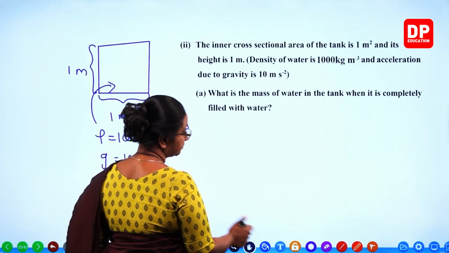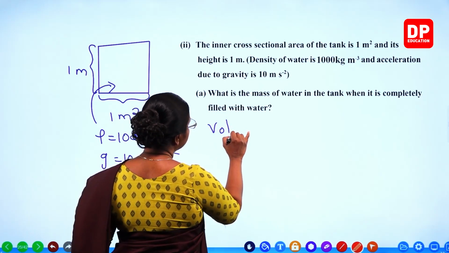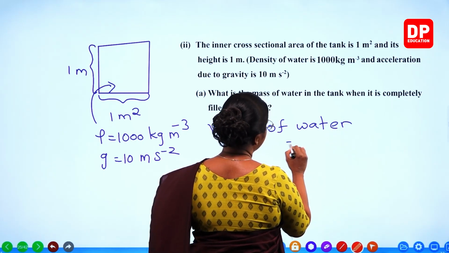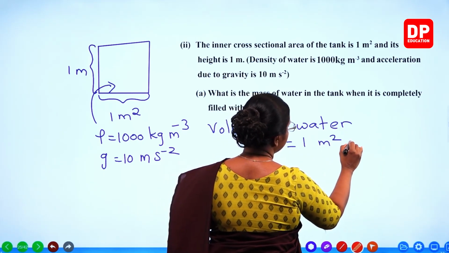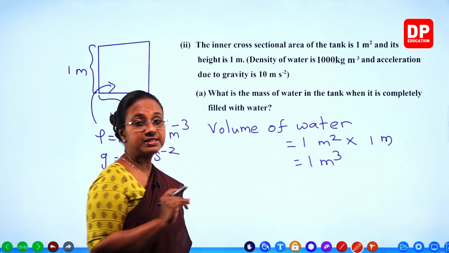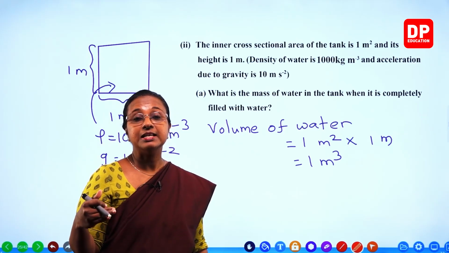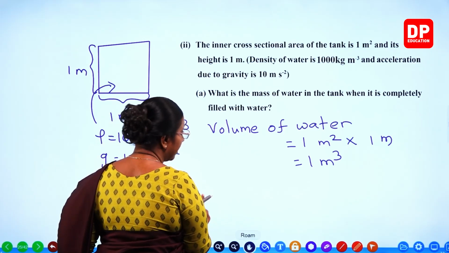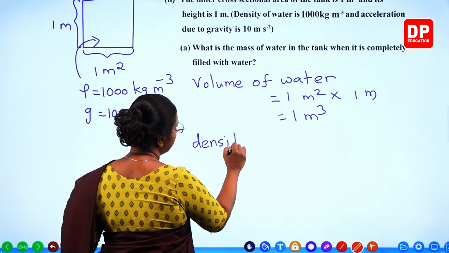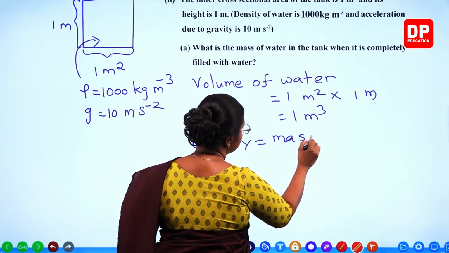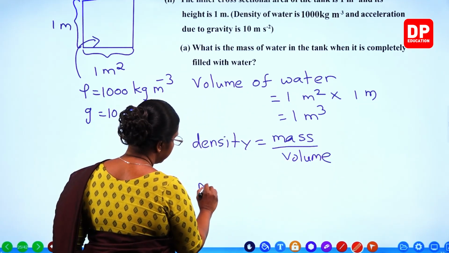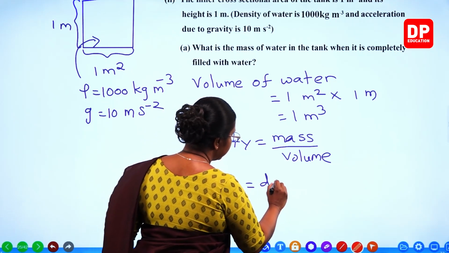So here, volume of water is equal to what? 1 meter squared into 1 meter. So that is anyway 1 meter cube. You don't have to do this as a separate step. You can do it with the next equation also. Then, what is the equation we have? Density equals mass over volume. Then, if we rearrange, mass is equal to density into volume.